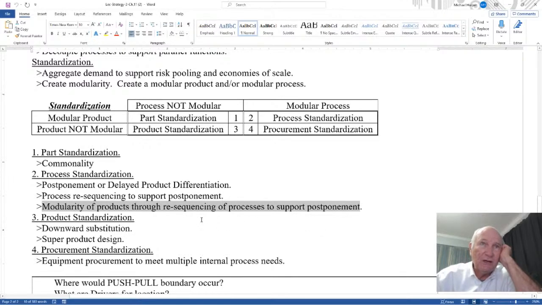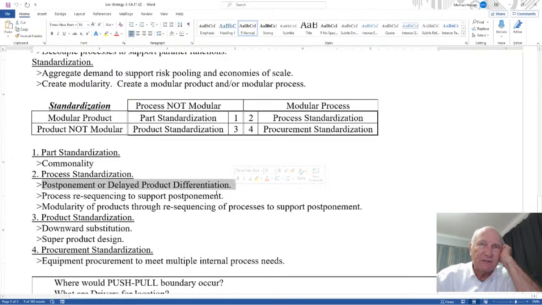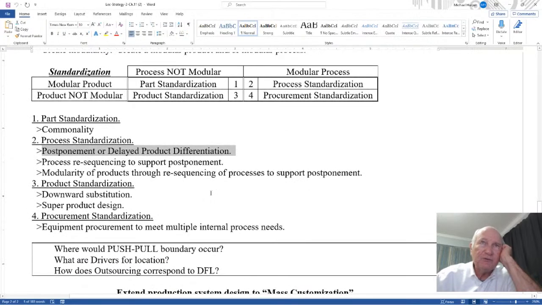And so to support postponement and product differentiation, what you do is that you resequence the processes to modularize them, and then you redesign your products to modularize them in order to have postponement. So this is one of the more popular strategies of standardization. Okay, next is product standardization.